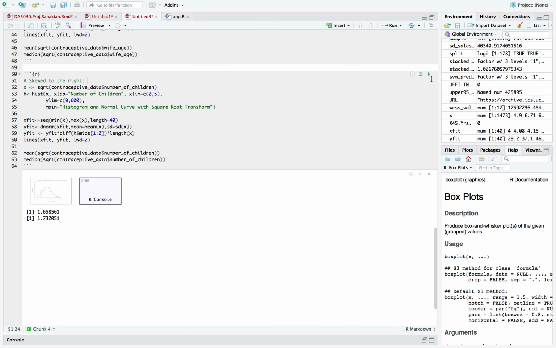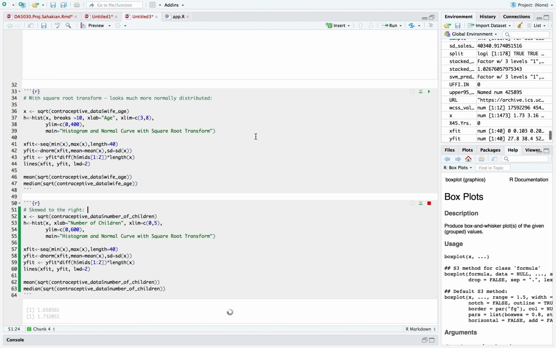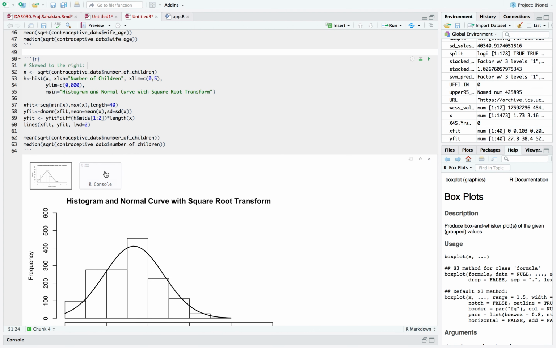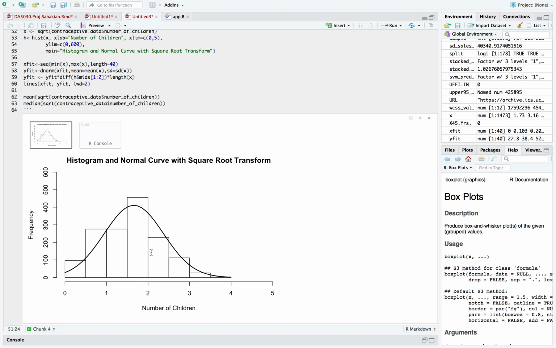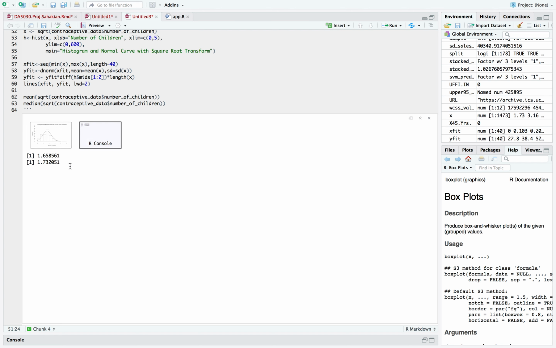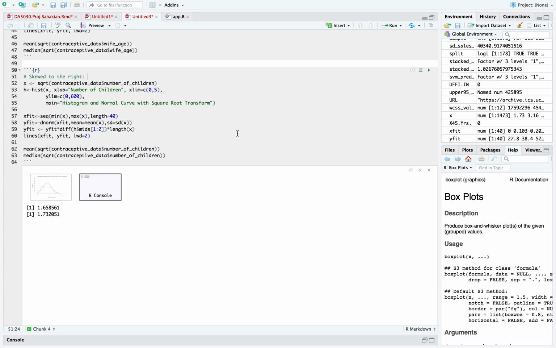And lastly, when we look at the square root transformation of the number of children, we can see from the graph that, again, the mode is right around 1 and 2, and the mean and the median are both right between 1 and 2. So these log transformations allow the data to have a much more normal distribution.